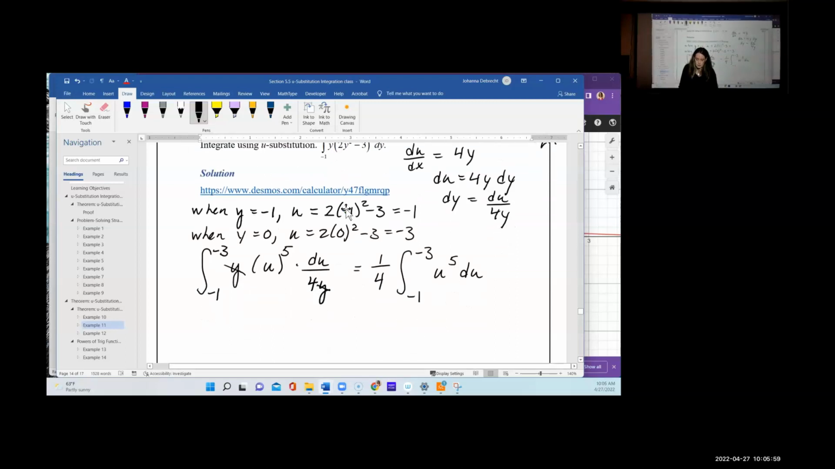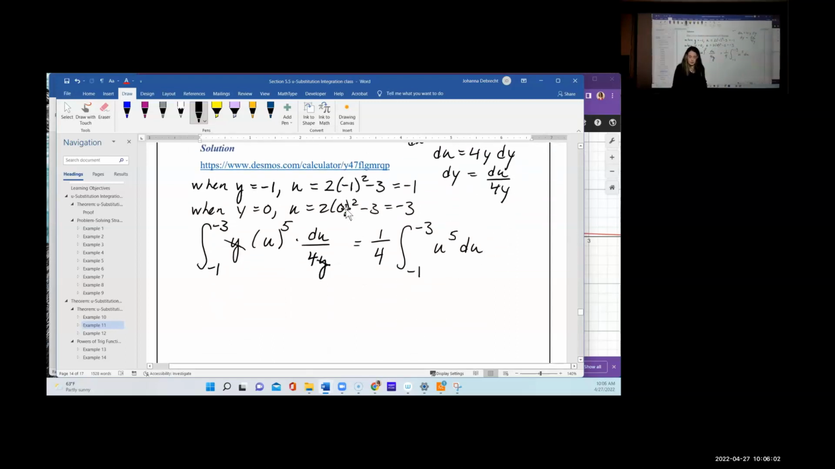Remember, in a definite integral, the variable is just a dummy variable. It disappears at the end anyway, because we're supposed to get a number, which represents area. So this is going to give me 1/4 times u to the 6th over 6 evaluated between -1 and -3. Remember, we're choosing the antiderivative function that has a constant of 0. You can choose any one you want, but if you choose the one where the constant is 0, you have one less term to worry about.